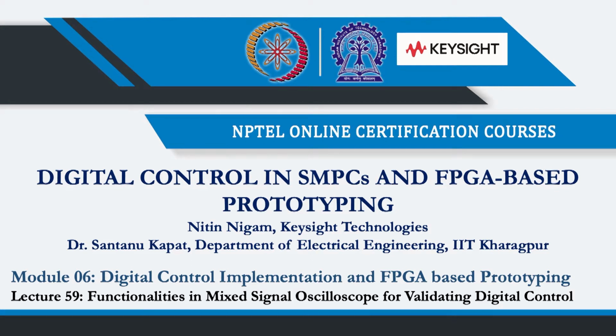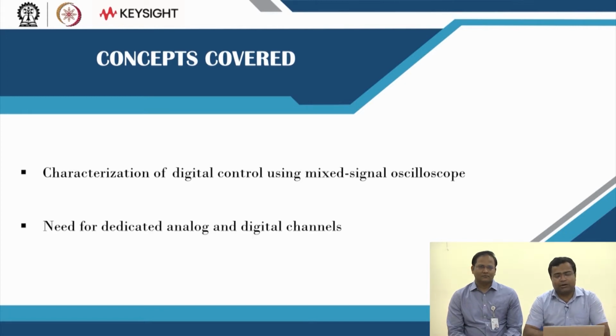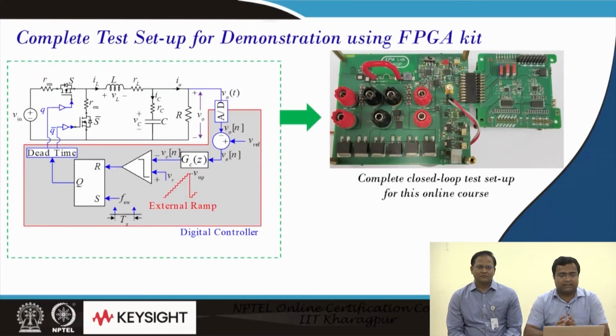In this lecture, we are going to talk about characterizing digital control using a mixed signal oscilloscope, and the need for dedicated analog and digital channels. We will be taking this hardware prototype of a digitally controlled buck converter, and using the Keysight mixed signal oscilloscope, Nitin will present the hardware demonstration. I will hand over to Nitin.